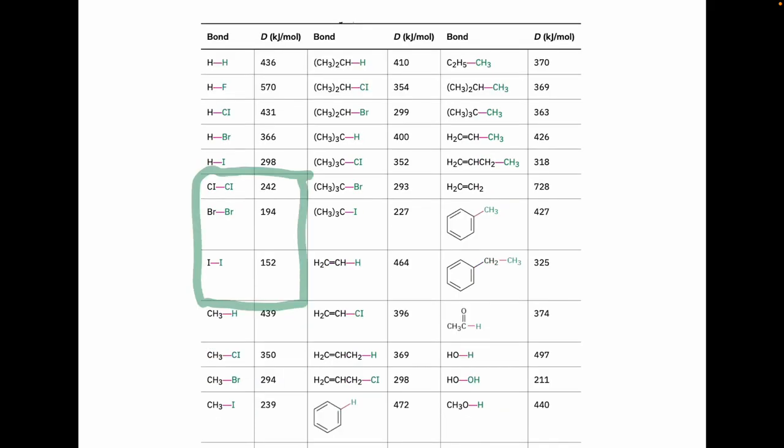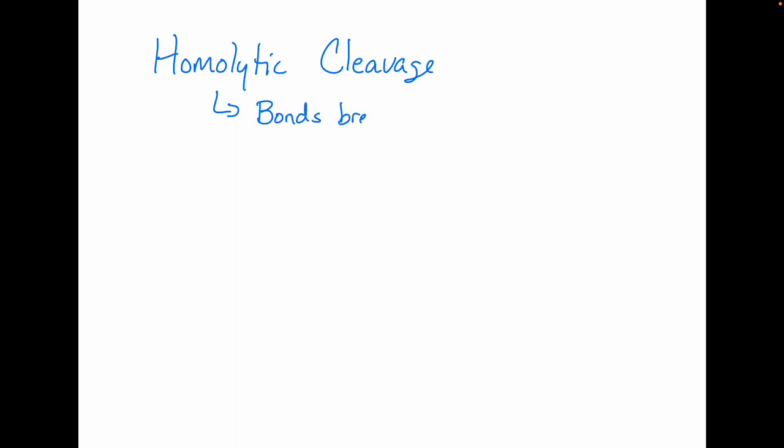The other thing we want to remember about this table is this table referred to the homolytic cleavage of bonds. Okay, which means that those bonds break symmetrically. That is not a normal way to be looking at bonds breaking. All right, so what do we mean by a homolytic cleavage? Let's just look at one of those weak halogen bonds here between two chlorine atoms.